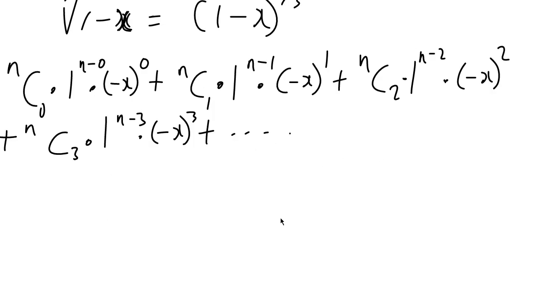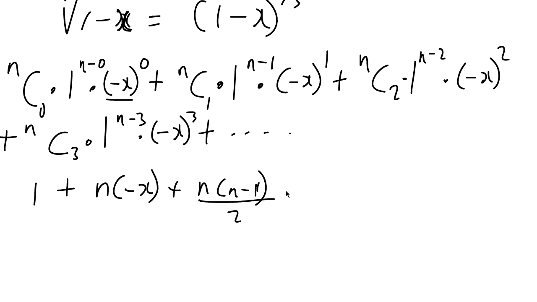So we simplify. And on simplification, what are we then going to have? We're going to have 1, n combination 0 is 1, negative x to the power 0 is 1, 1 to the power n minus 0 is still 1, so plus n, and then negative x. Agreed? Then plus, what's n combination 2? Remember, it's n into n minus 1 all over 2.